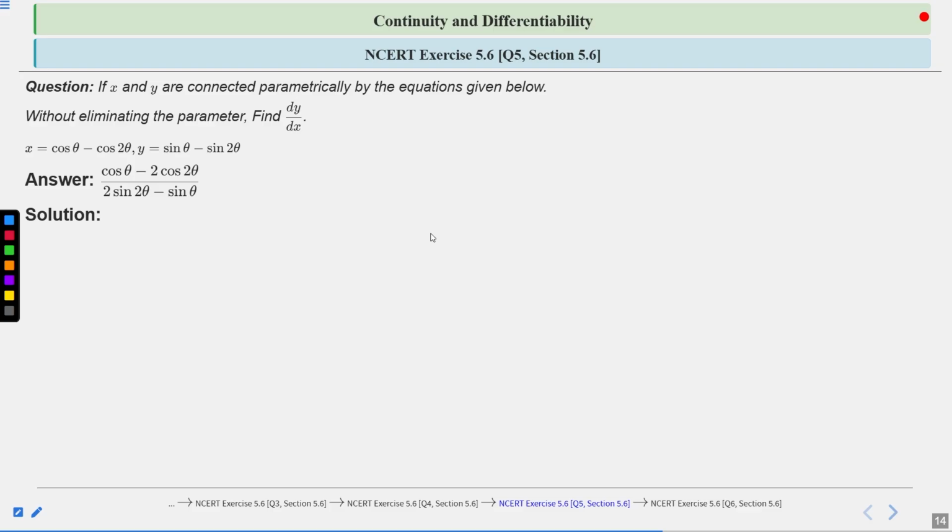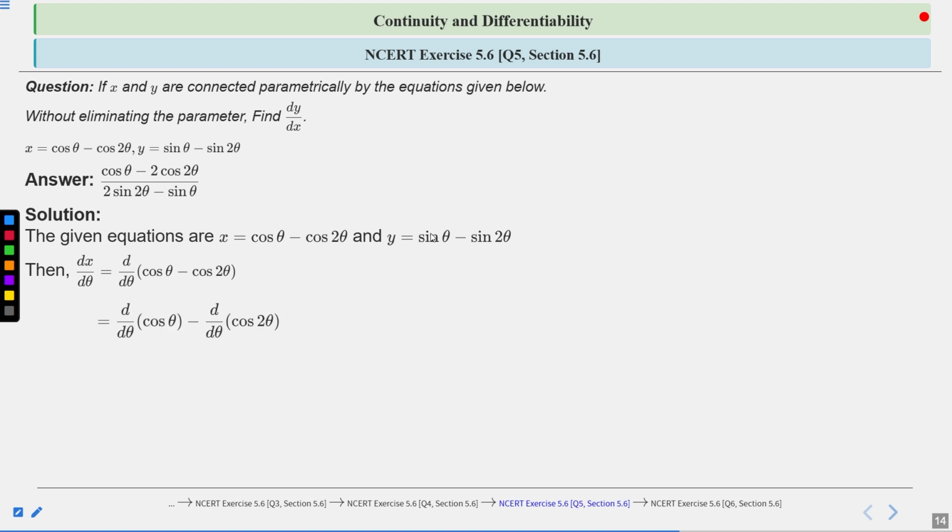So let us see the solution part now. The given equations are x is equal to cos theta minus cos 2 theta and y is equal to sin theta minus sin 2 theta. Then dx by d theta will be equal to d upon d theta of cos theta minus cos 2 theta, right, which is equal to d upon d theta of cos theta minus d upon d theta of cos 2 theta. Right. So we can write it as d of cos theta upon d theta will be equal to minus sin theta minus of minus 2 sin 2 theta, right? Which is equal to 2 sin 2 theta minus sin theta.